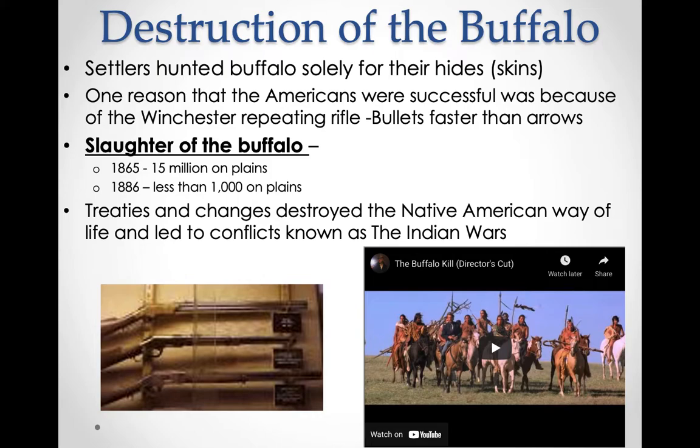One of the main reasons for this was that settlers did not view the buffalo in the same way that Native Americans did. In many instances, they hunted the buffalo solely for their hides so that they could collect the skin and turn it into leather, and disregarded much of the rest of the buffalo, as seen in this video from Dances with Wolves.